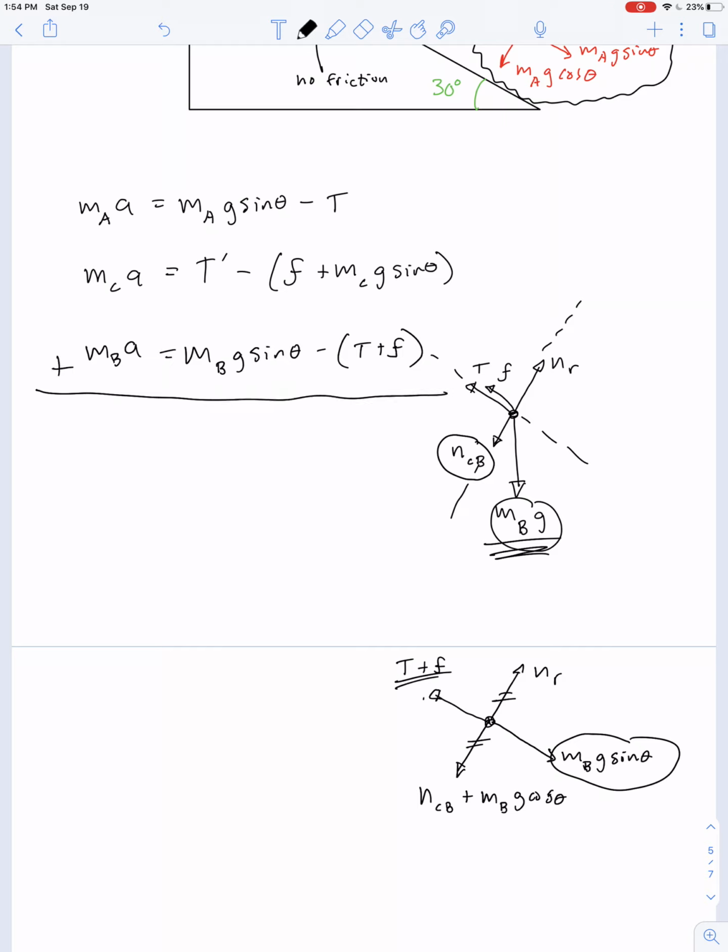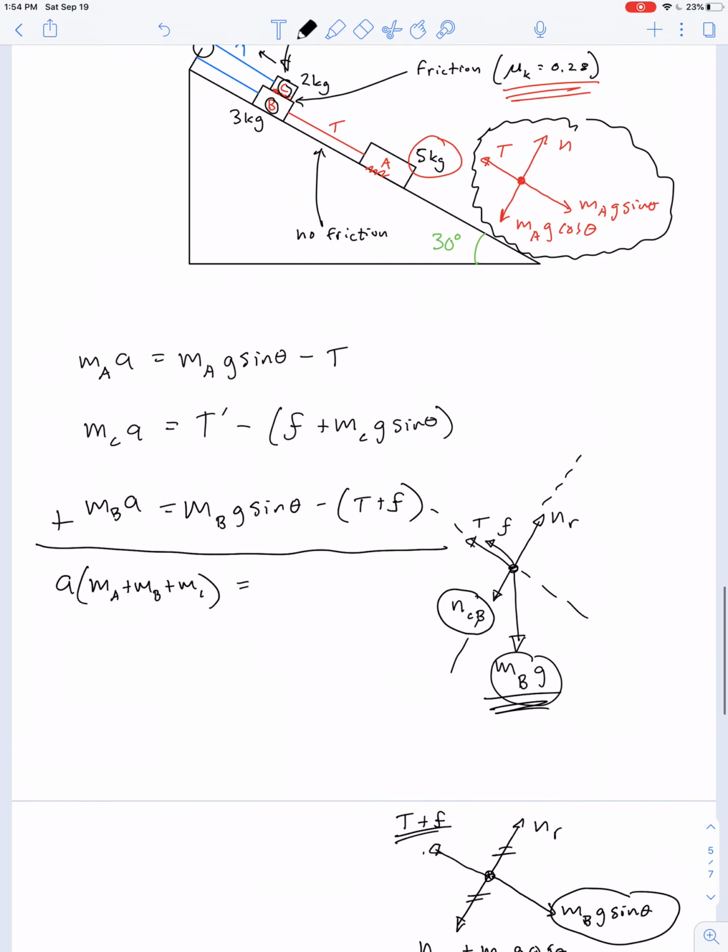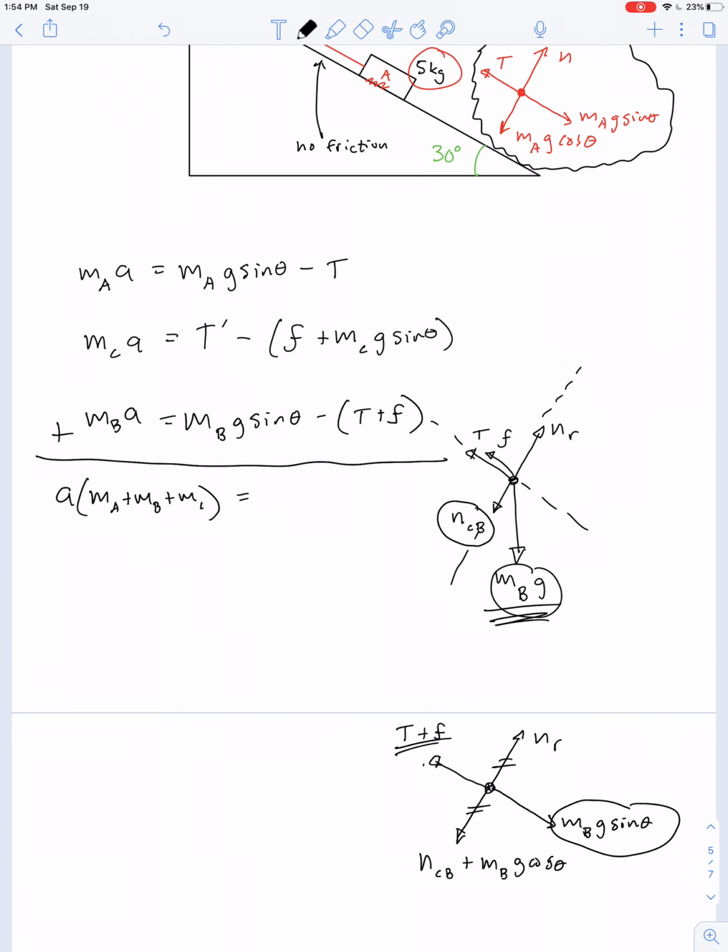On the left side of the equation, we can factor out A. So A times the quantity MA plus MB plus MC is all equal to, okay, well, let's be careful here. I believe this is T prime. Oh, and I just realized I'm missing a force on this free body diagram, aren't I? This is T prime, right?